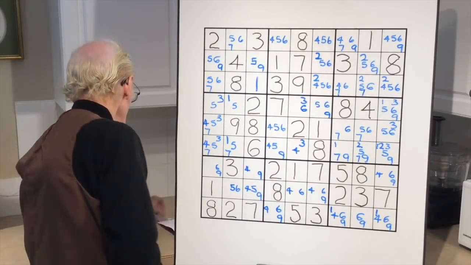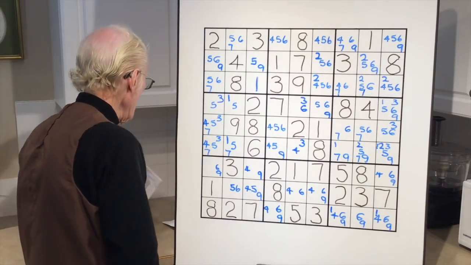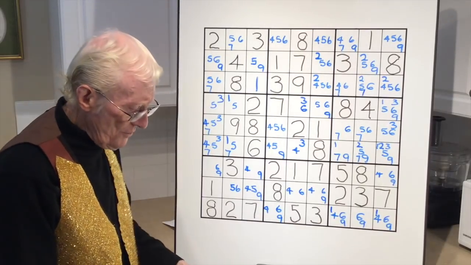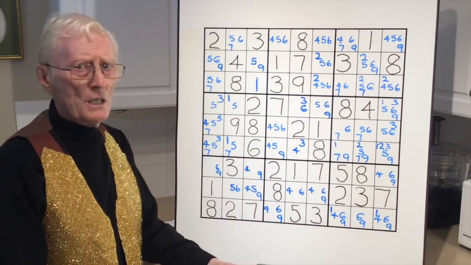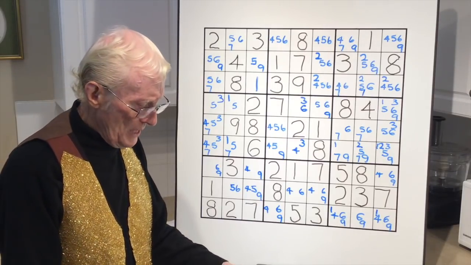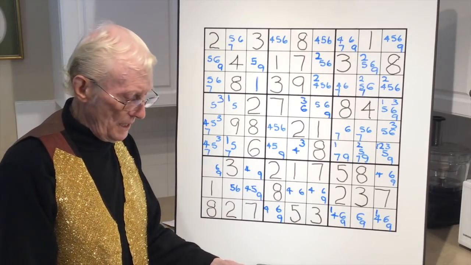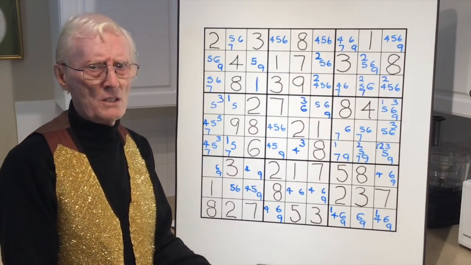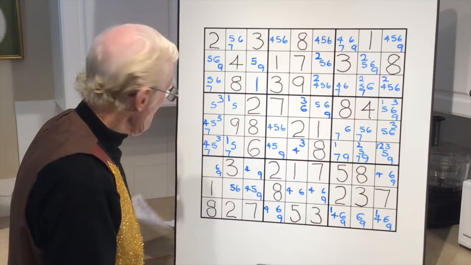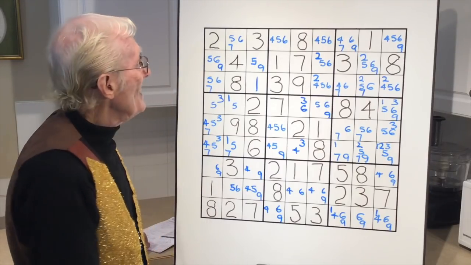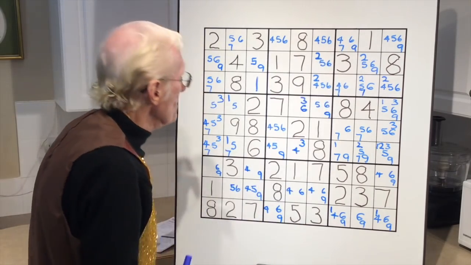And matter of fact, I've got a list of these conjugate pairs that are used in so many things. They're used in X-wings, skyscrapers, empty rectangles, which I'm going to be covering soon, strong links, chains, X-chains, all kinds of techniques for advanced players that can result if you understand the conjugate pair.